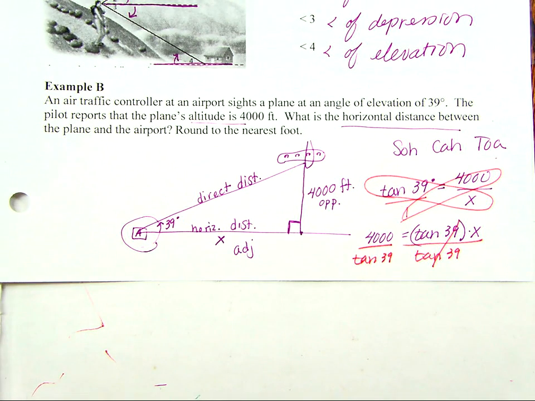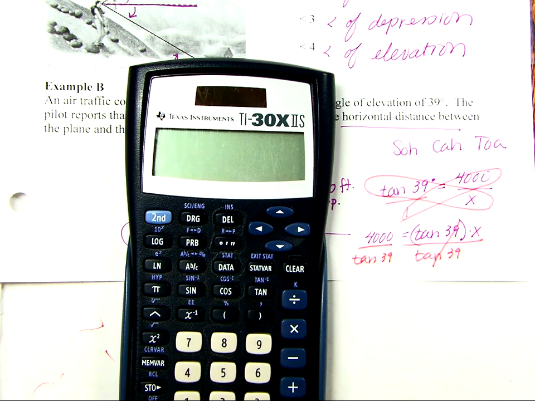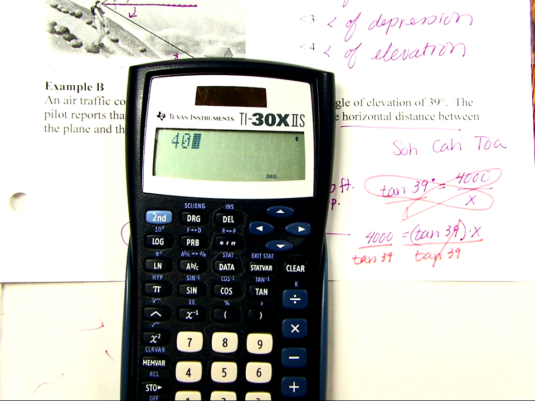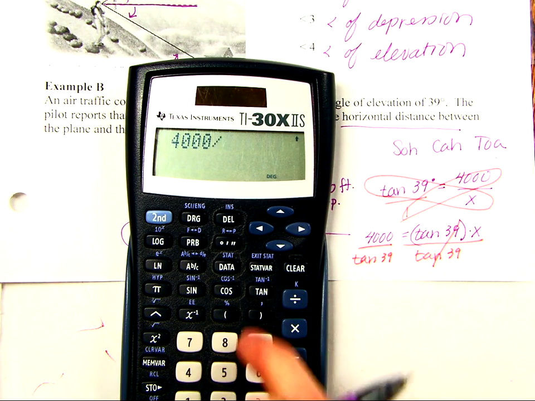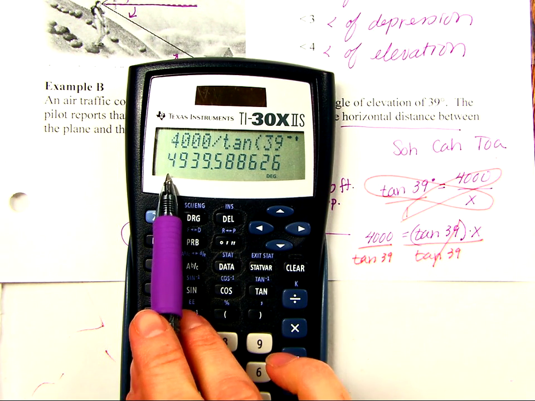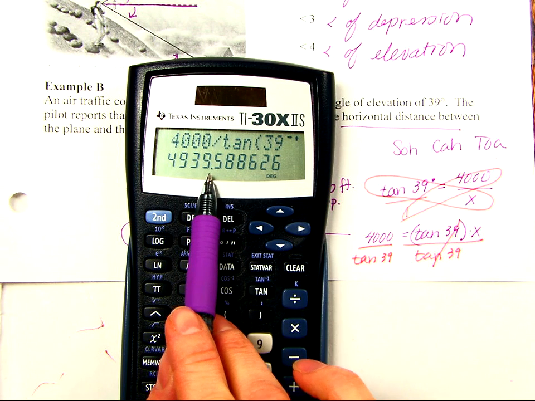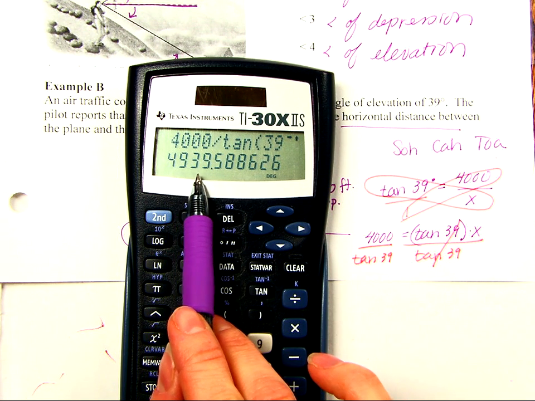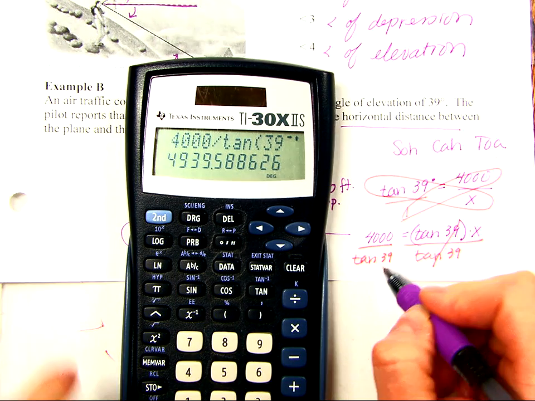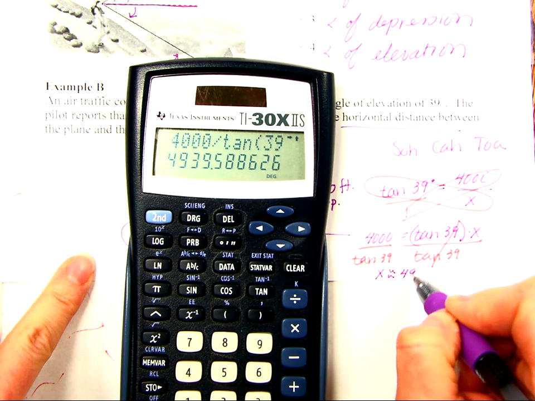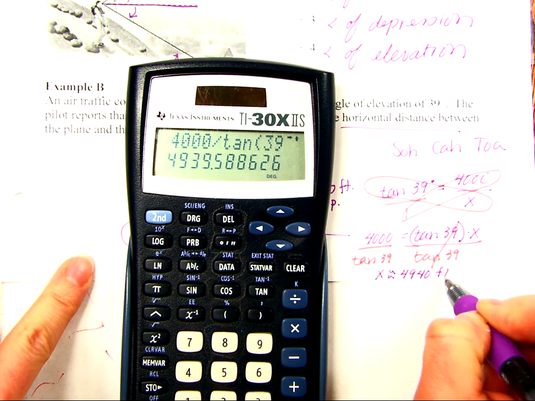And so then we're going to grab our calculator here, and we're just going to take 4,000 divided by tangent of 39. Now they asked me to round to the nearest foot, so it looks like to the nearest foot, this would round up to 4,940 feet. So I'm running out of room here, but I'm going to say x is about 4,940 feet.